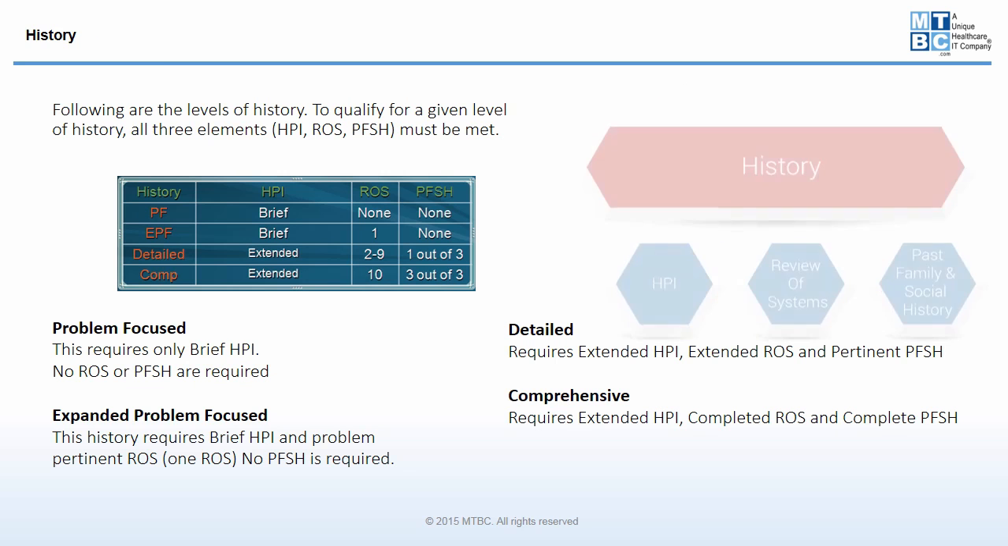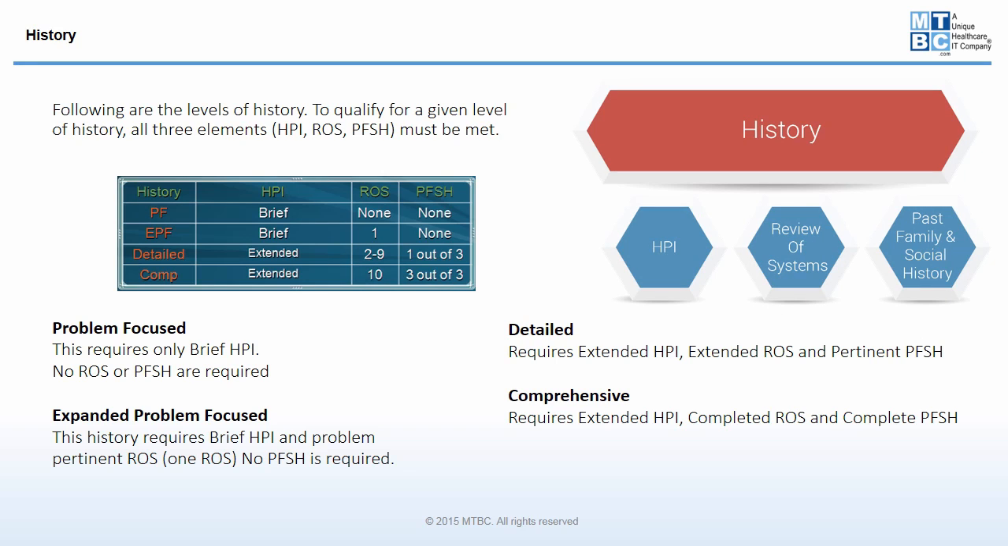To qualify for a given level of history, all 3 elements, HPI, review of systems, and patient's past, family, and social history, must be met. Now, if the history provided is problem focused, this requires only 1 brief HPI. As you can see in this table, 1 brief HPI, no review of systems, and no past, family, and social history item. If the history provided is expanded problem focused, there will be a brief HPI in it, 1 pertinent review of systems, and no past, family, and social history item.